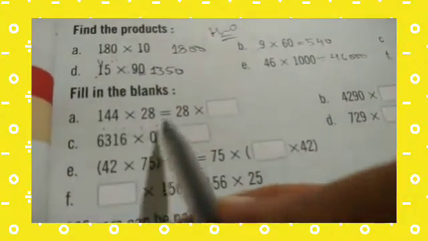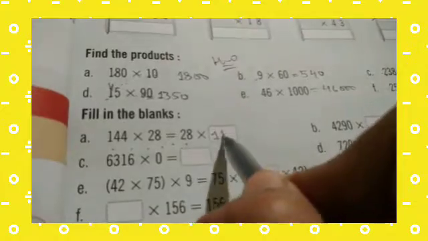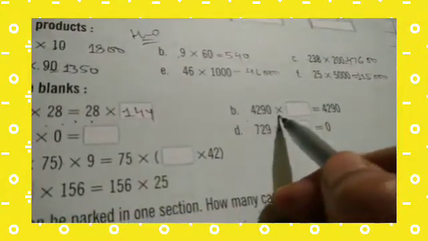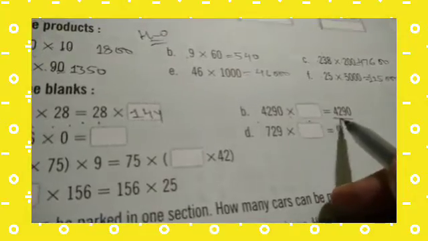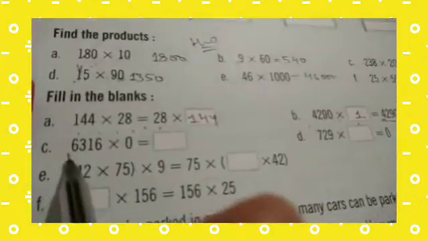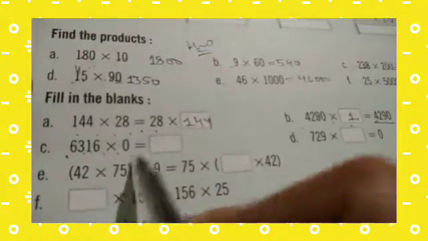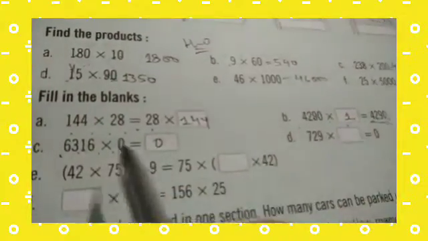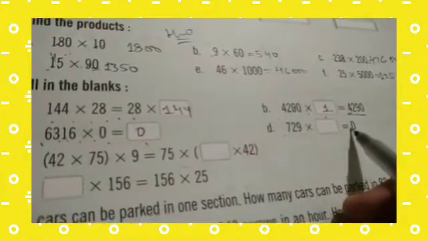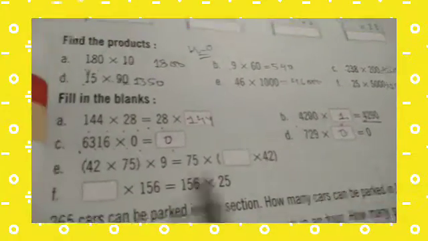Now fill in the blanks. 144 into 28 is equals to 28 into 144. Now part B, 4290 into dash is equals to 4290. जब सेम नंबर हो तो 1 से मल्टीप्लाई होता है. 6316 into 0 is equals to 0. किसी भी नंबर को 0 से मल्टीप्लाई करें तो 0 ही आता है. 729 into dash is equals to 0 into 0 is equals to 0.